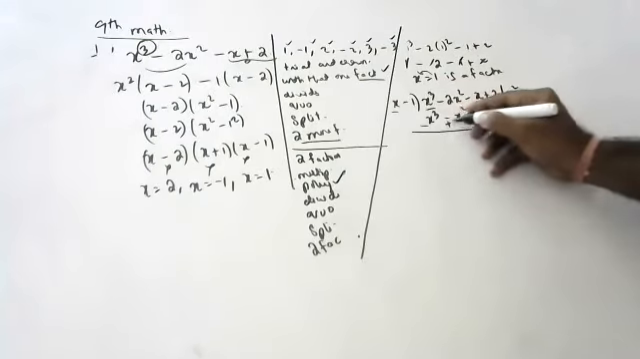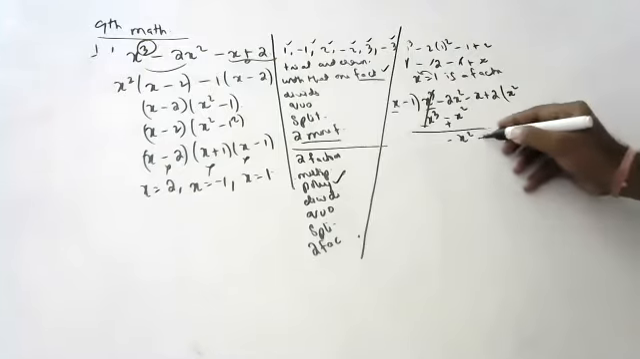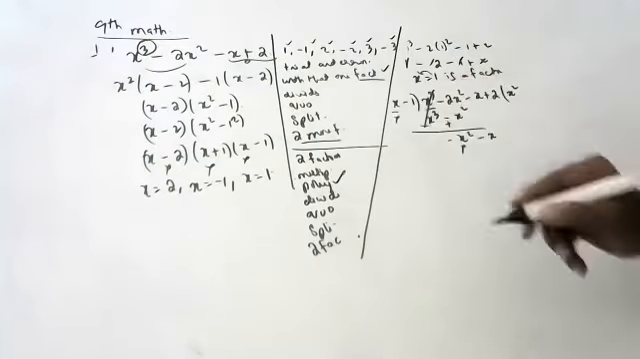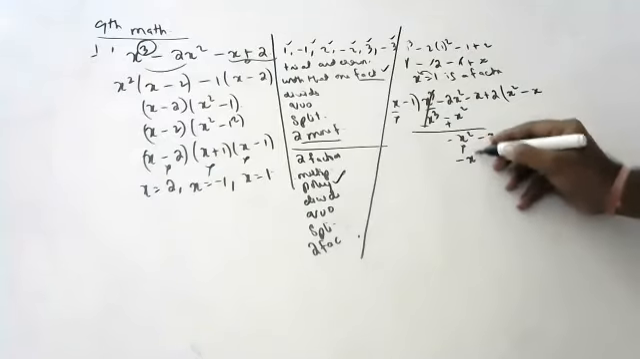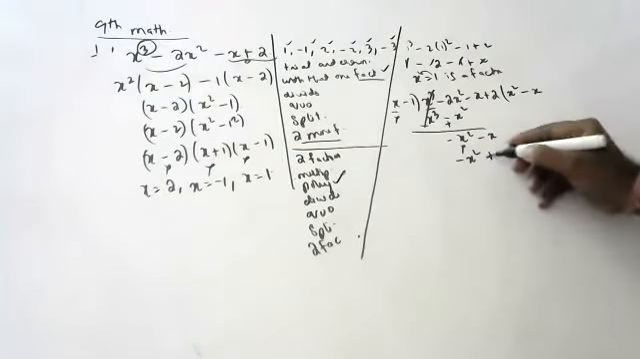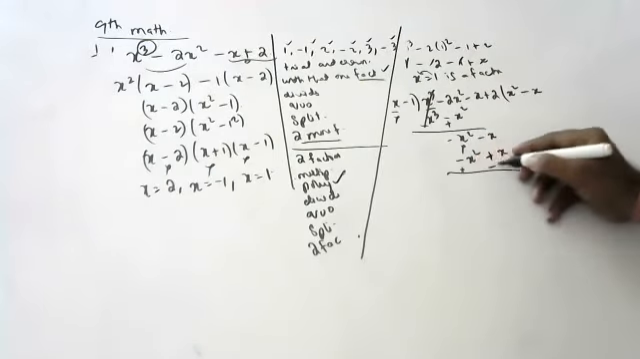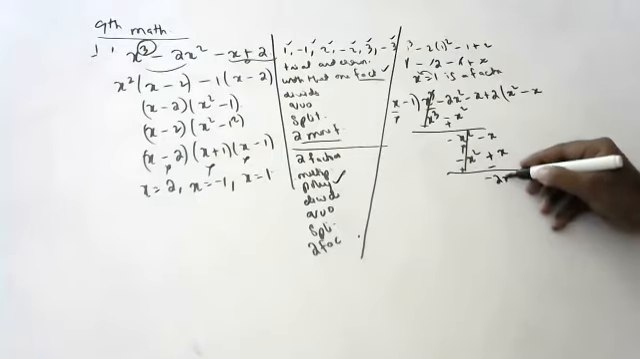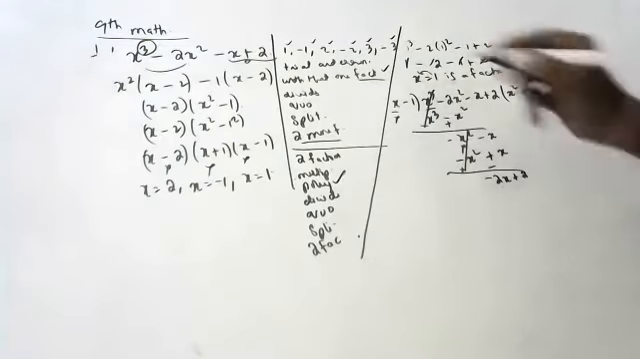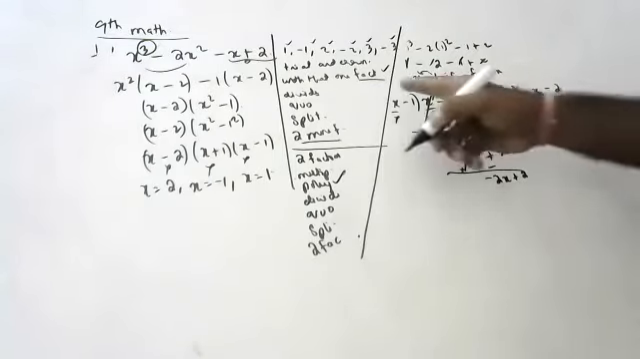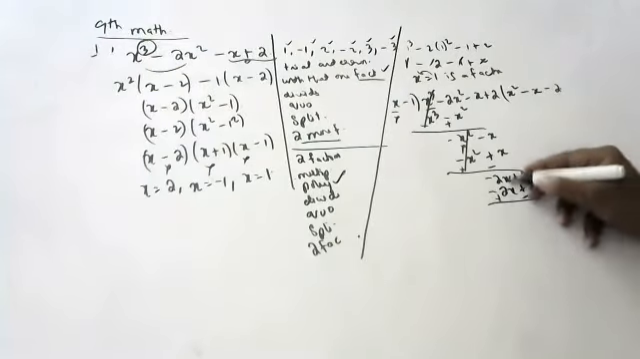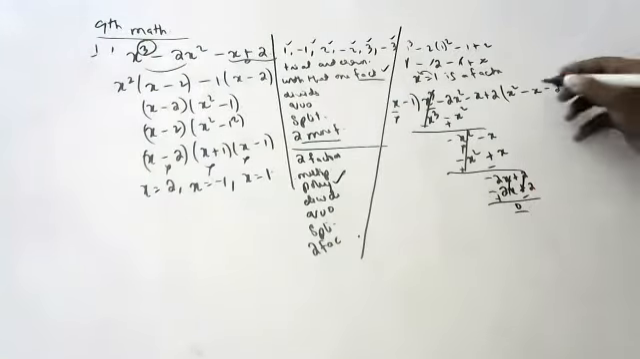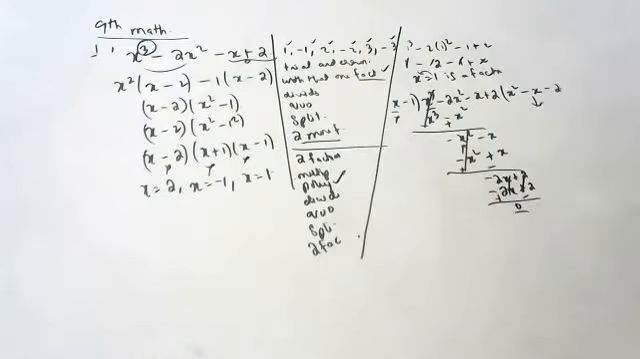Subtract: x cube minus x cube is gone, minus 2x square minus of minus x square gives minus x square, and minus x stays. Minus x square by x is minus x. Minus x into x is minus x square, minus x into minus 1 is plus x. Subtract: minus x minus x is minus 2x, plus 2. Minus 2x by x is minus 2. Minus 2 into x is minus 2x, minus 2 into minus 1 is plus 2. Subtract: remainder 0. Now go for splitting of the middle term of this quotient.